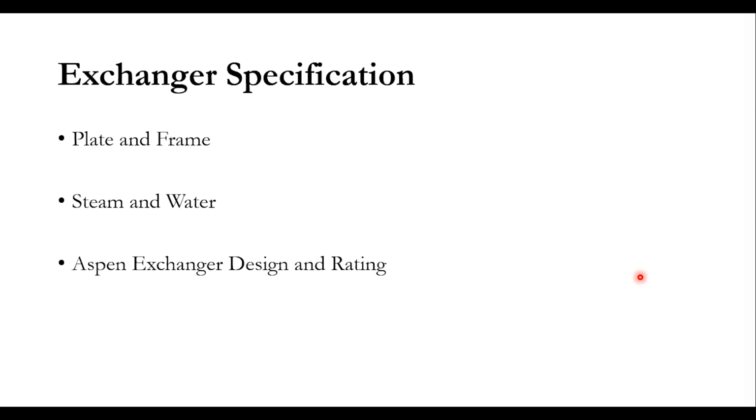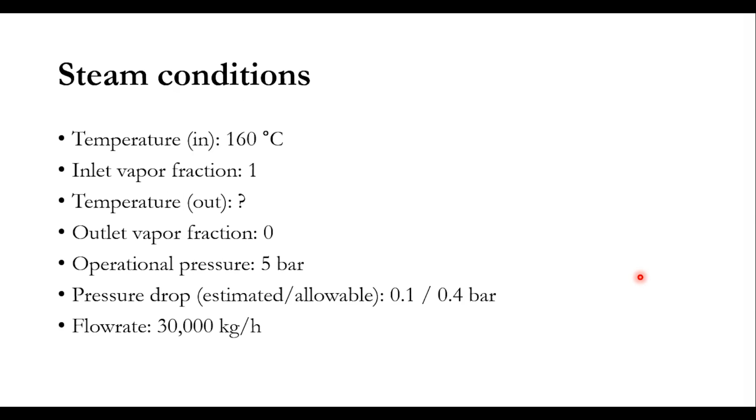heat exchanger. So the given conditions for the steam are that the temperature of the inlet stream is 160 degrees centigrade, inlet vapor fraction is 1, temperature outlet is unknown, outlet vapor fraction is 0. It means that saturated steam is entering the system and saturated liquid is leaving the system. Now, how did I estimate that it is saturated steam? Because if you look at the pressure, it is 5 bar. So corresponding to 5 bar, it is in the near range of a saturated system.